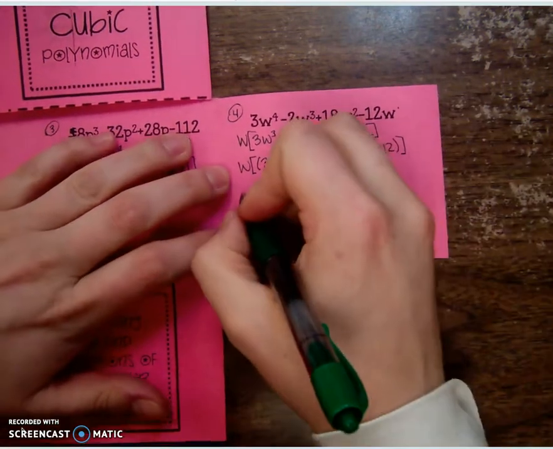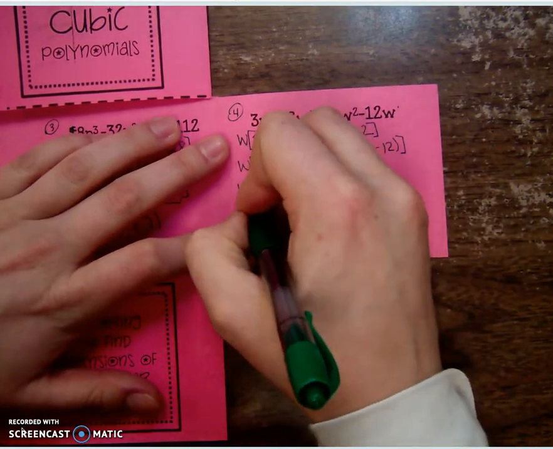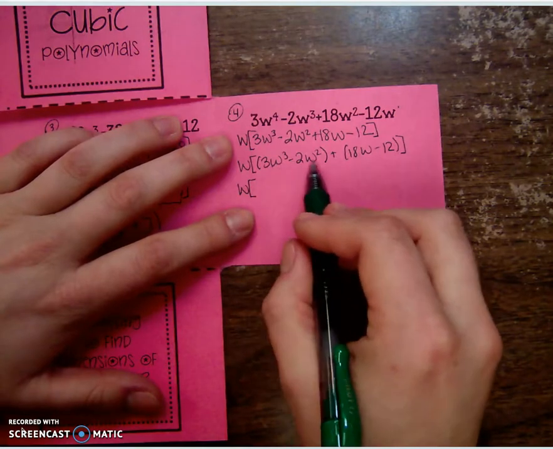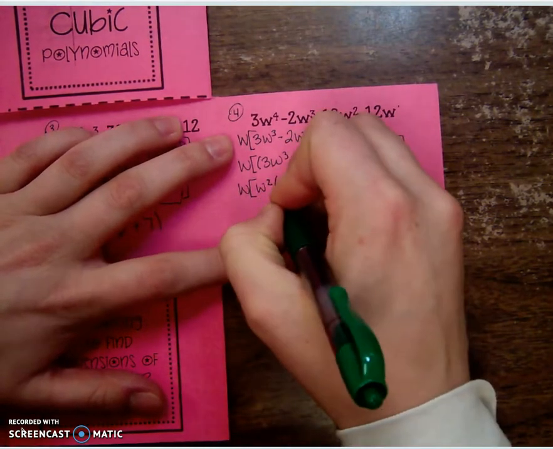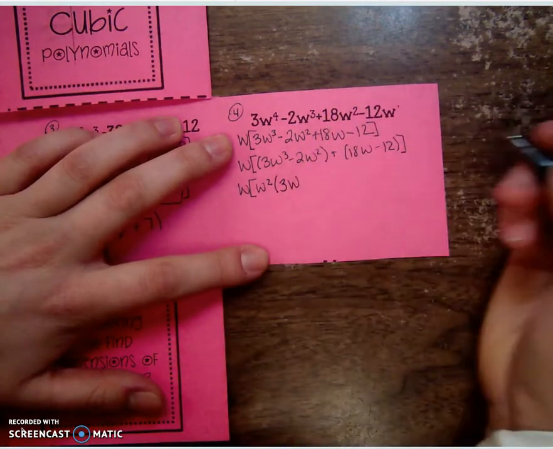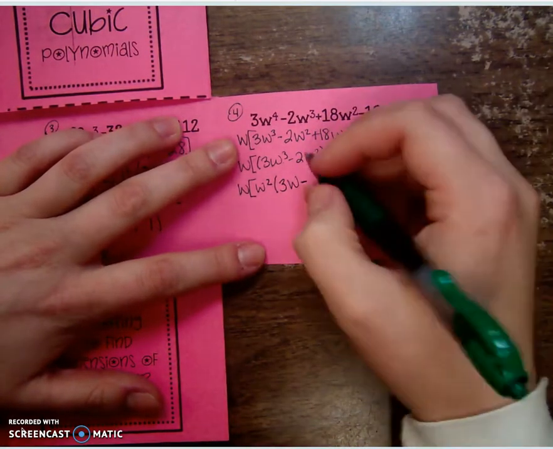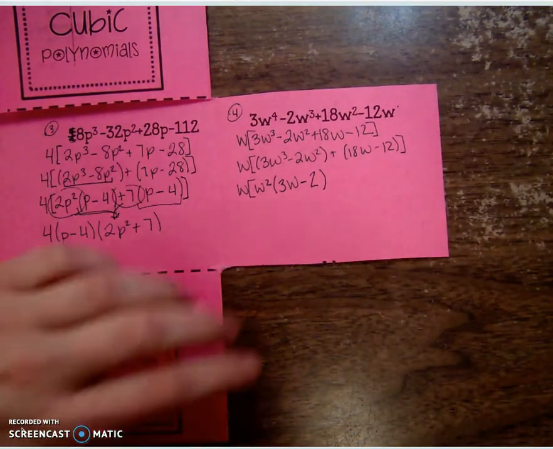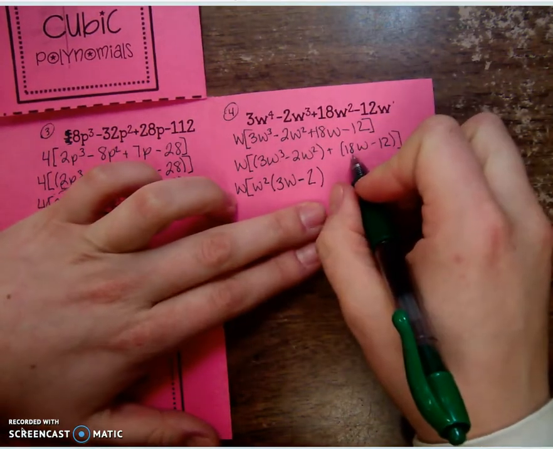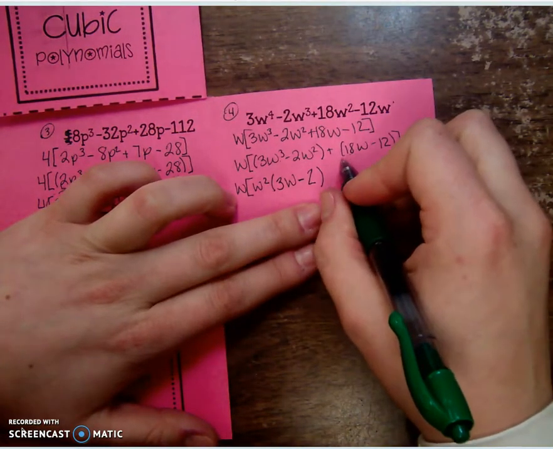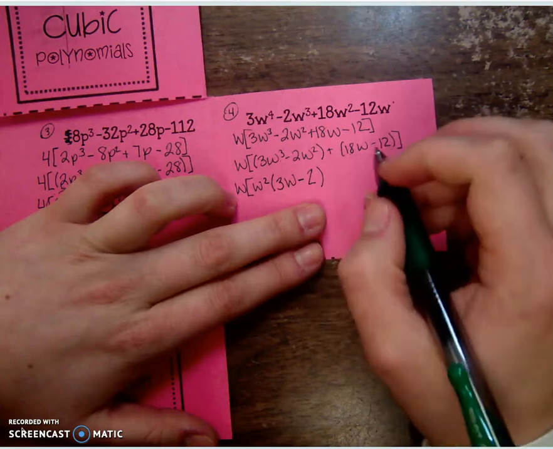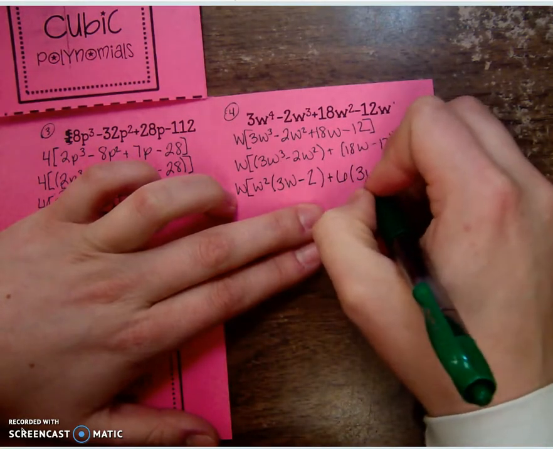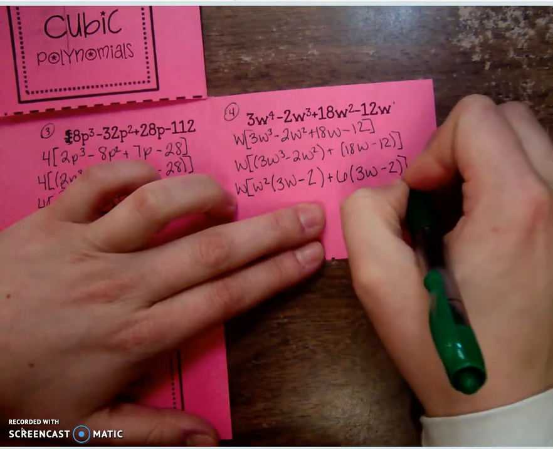And pull out your GCFs of each. I can't pull anything out of the coefficients here, but I can pull out a w squared. So I'm left with 3 and then 1w minus, I didn't touch the coefficient, but I took the w squared. Here I can pull out a 3, but a greater common factor I can pull out is a 6. And then I'm left with 3w minus 2.